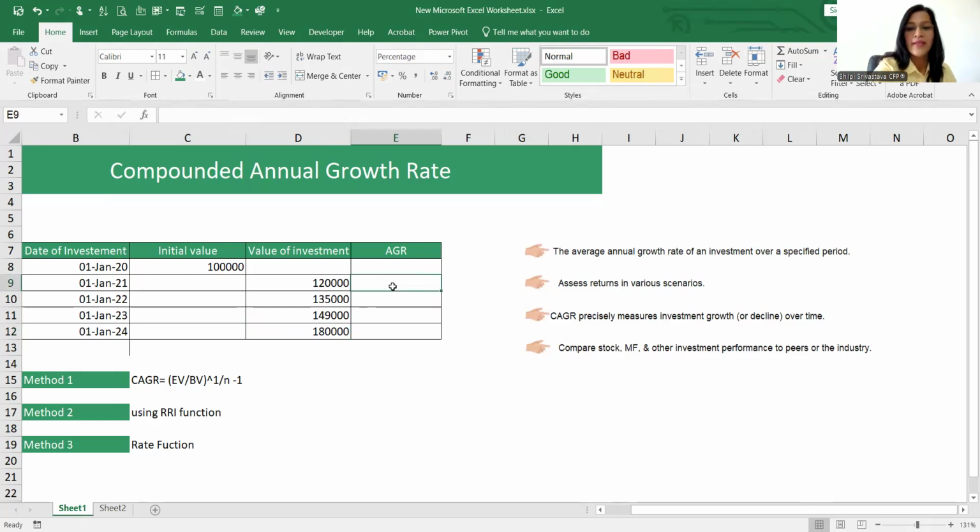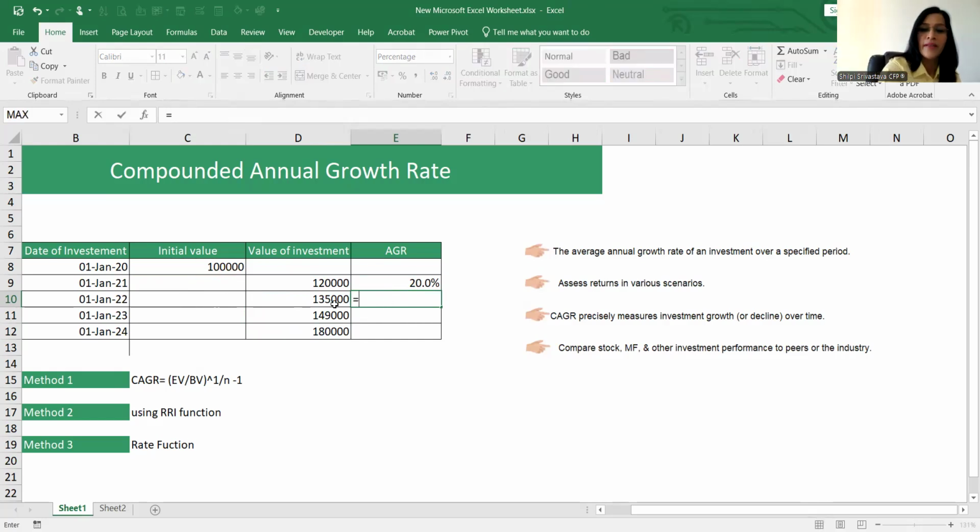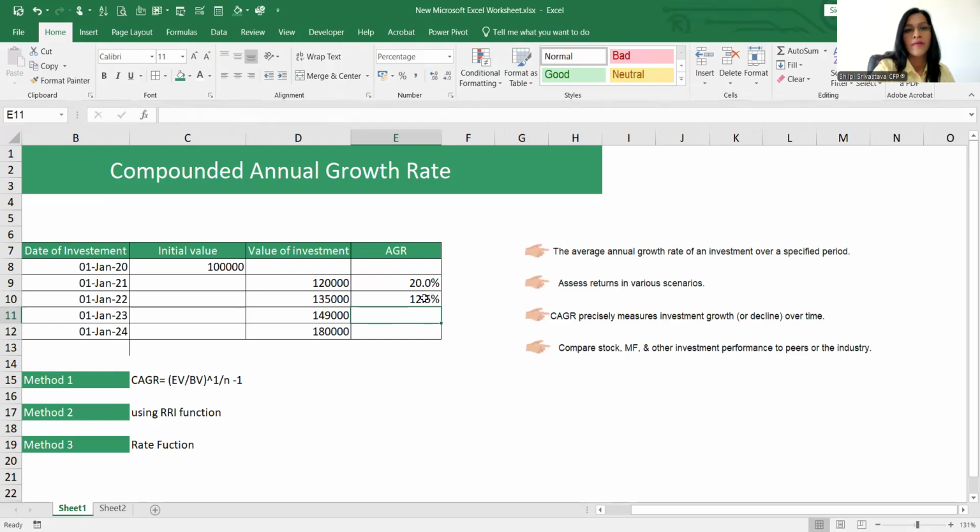So annual growth rate is easy to compute. It is on the base amount. For example, you have 1,20,000 on 1 lakh, so minus this initial value. What is the base? This one, 20% return. Now second point is 1,30,000, 1,35 on 120. 12.5%. You can drag it down to calculate return on these.